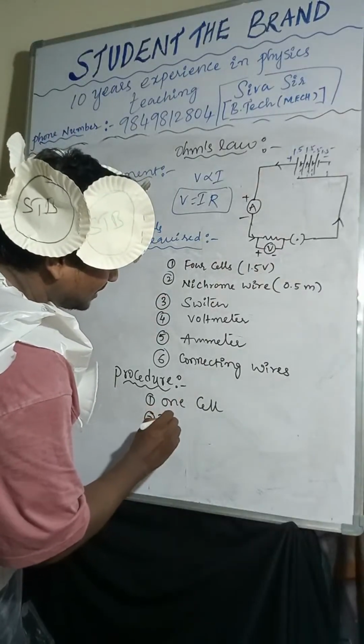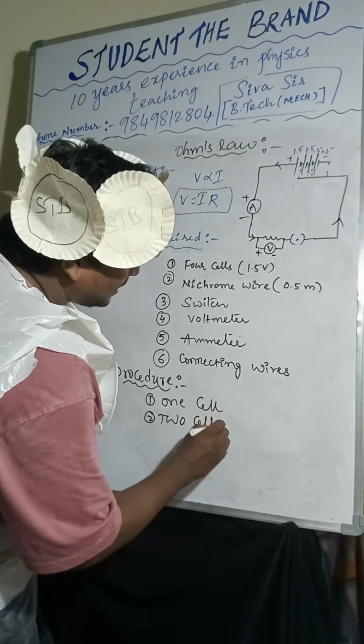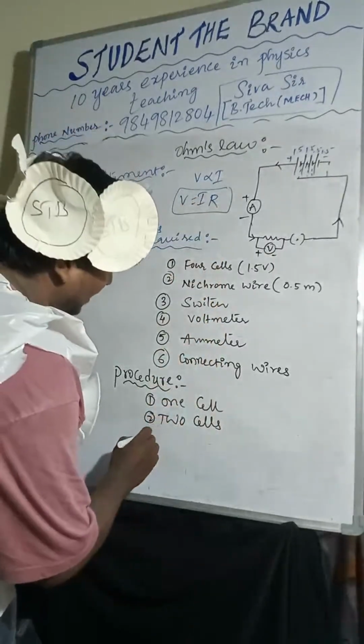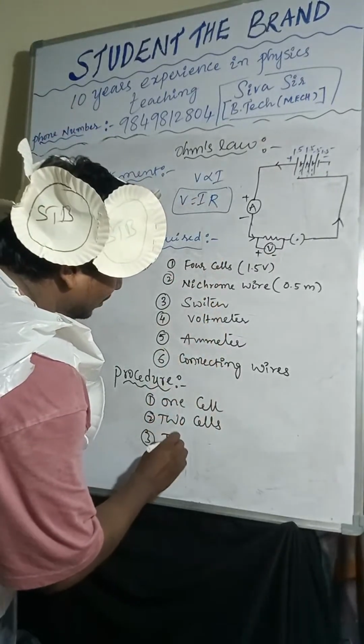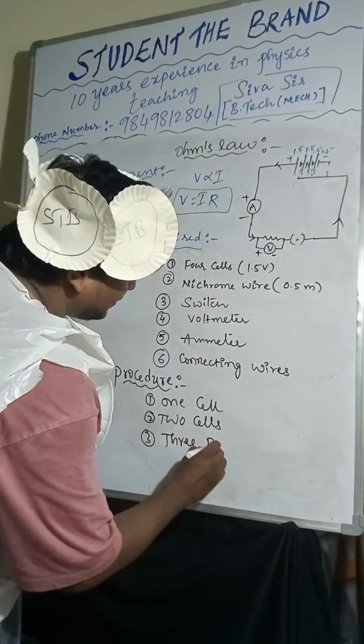Then connect two cells and note down the reading of the ammeter and voltmeter, and repeat the process for 3 and 4 cells.